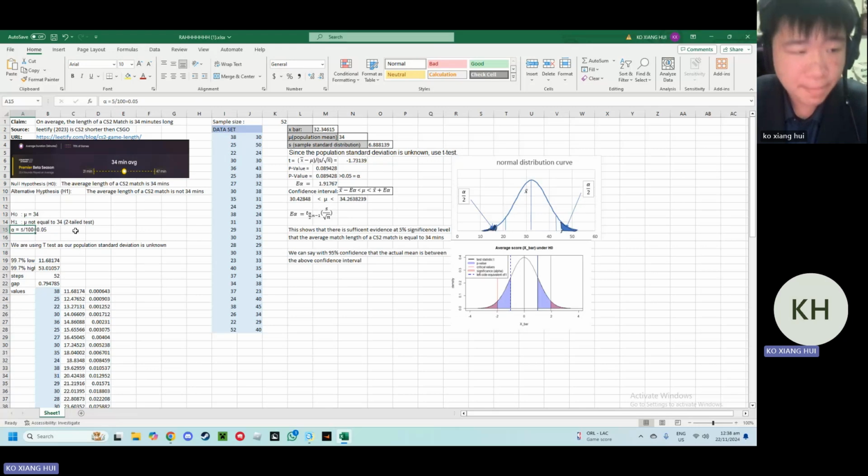To calculate my significance level, first it is 5%, so 5 divided by 100 equals 0.05. I'm taking 5% of the area of a normal distribution curve, which is 0.05.